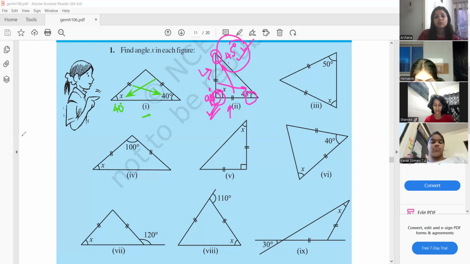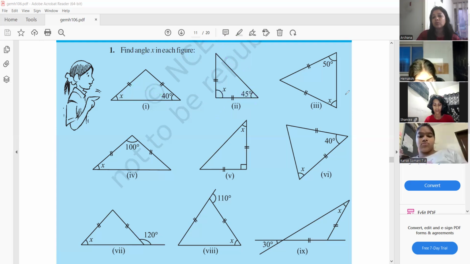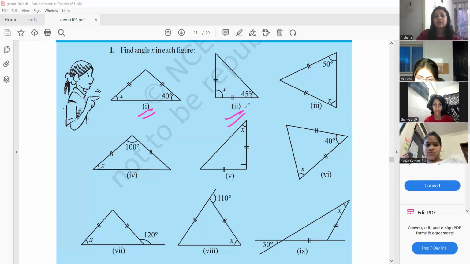Okay, let us go to the last sum and then we'll stop here because your time is up. Okay, third chance is now. Kanak had the first one, Shanvi said the second one. Third, Himakshi. Tell me what is the measure of this angle? 50. And this one? 80.